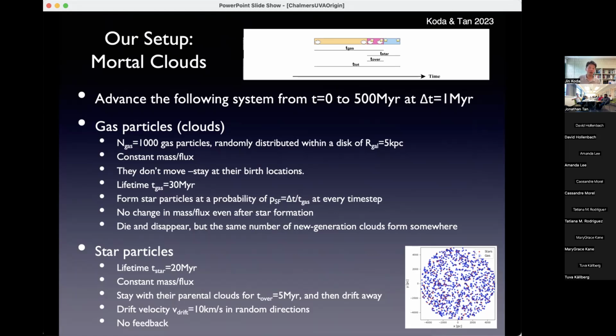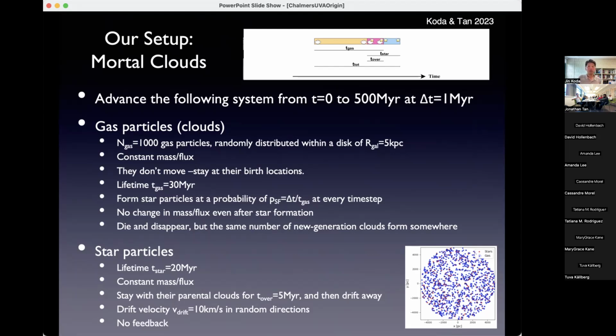And they occasionally form stars, and the probability is delta t, which is the time step of our time evolution simulation, over T gas, the cloud lifetime. And star formation doesn't change the mass of the cloud or flux of the cloud. And clouds die and disappear after 30 million years. But to maintain the same number of cloud particles, we just redistribute them somewhere randomly in this disk.